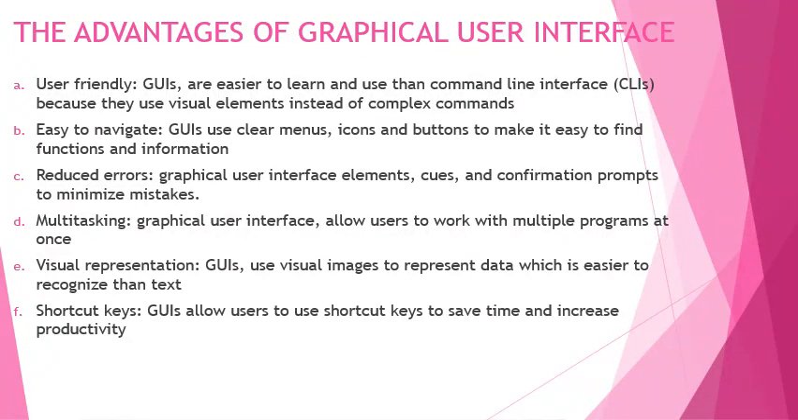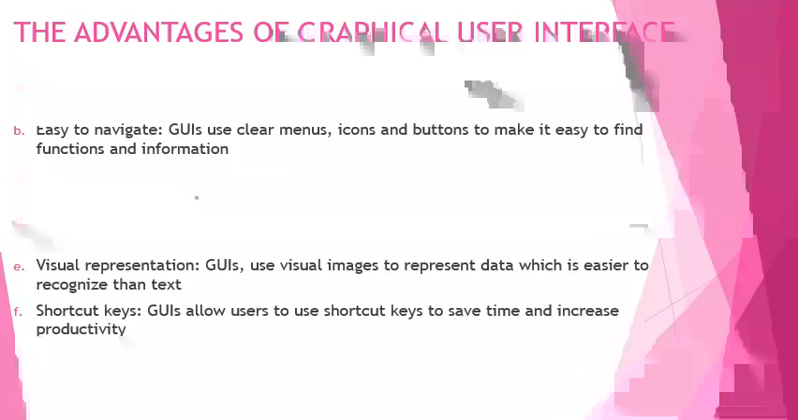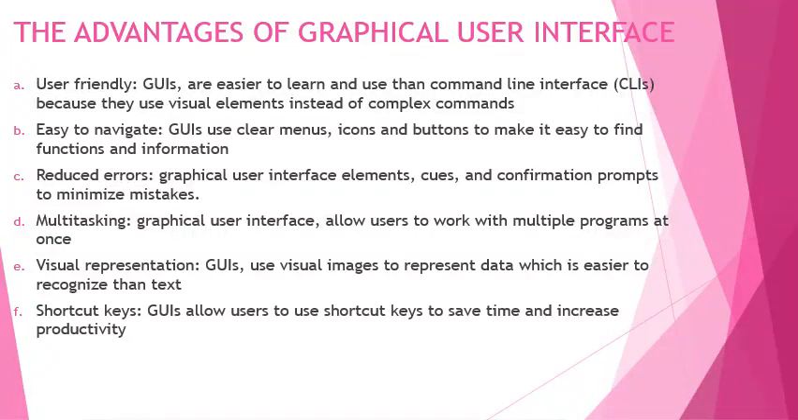Then we have multitasking. A graphical user interface allows users to work with multiple programs at once. You can chat on WhatsApp, then minimize to Facebook, or minimize to Instagram, or minimize to Microsoft Word, and so on. So it allows individuals to multitask. Multitasking is the process of doing multiple tasks or entering different applications at one specific time.